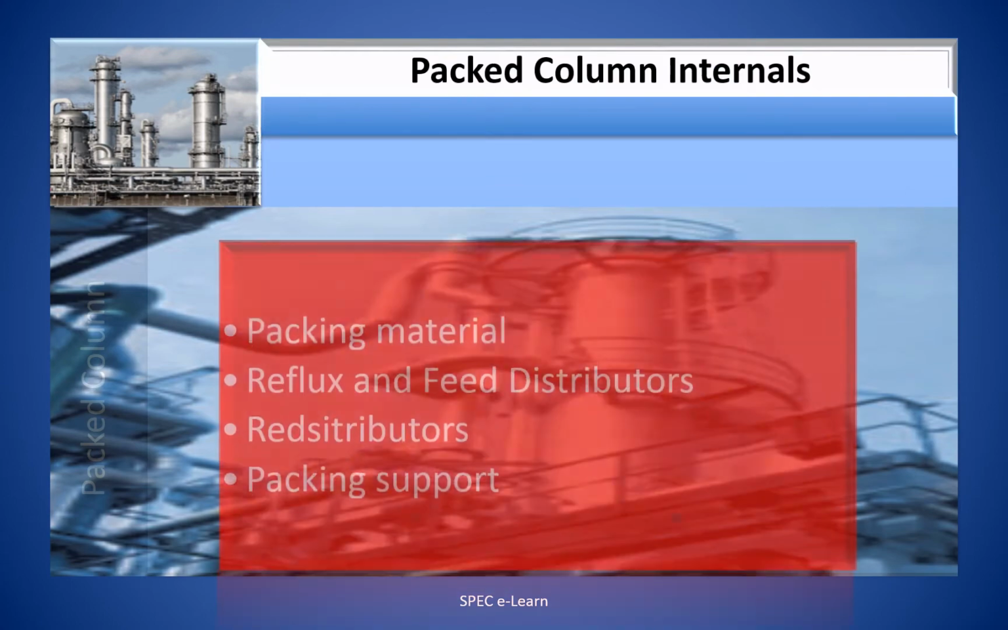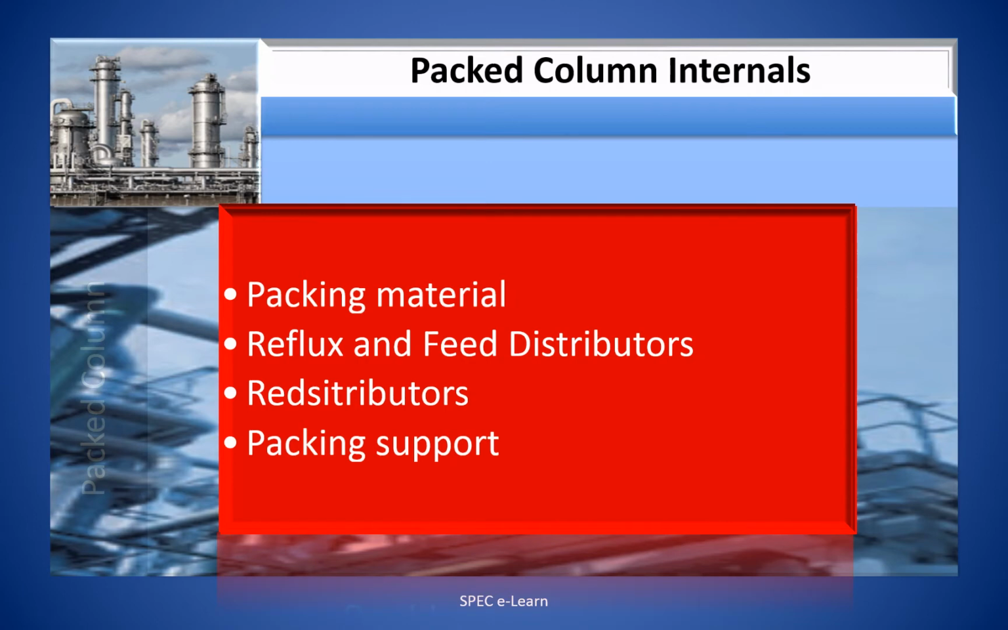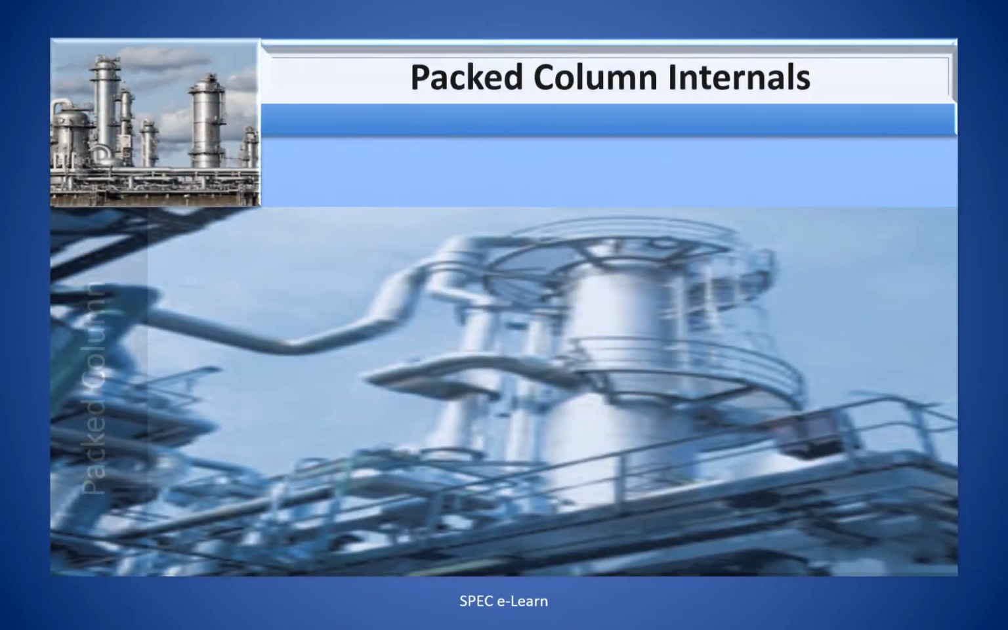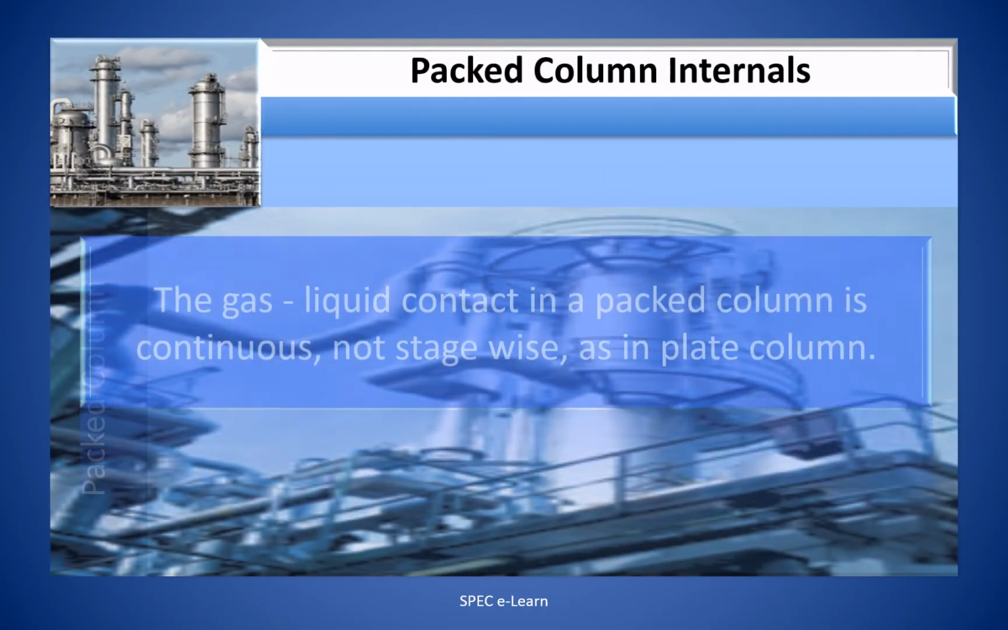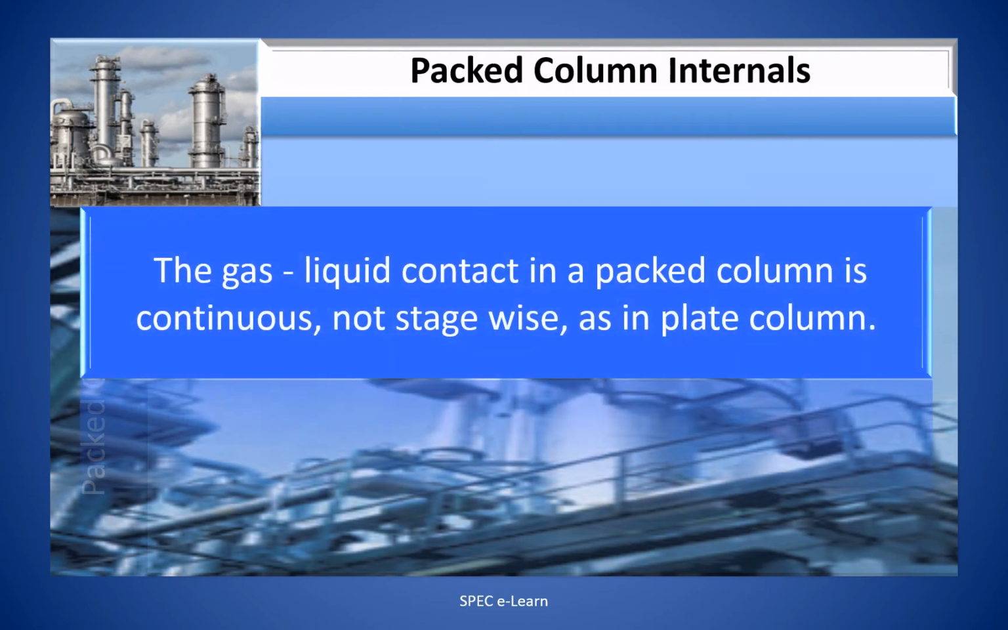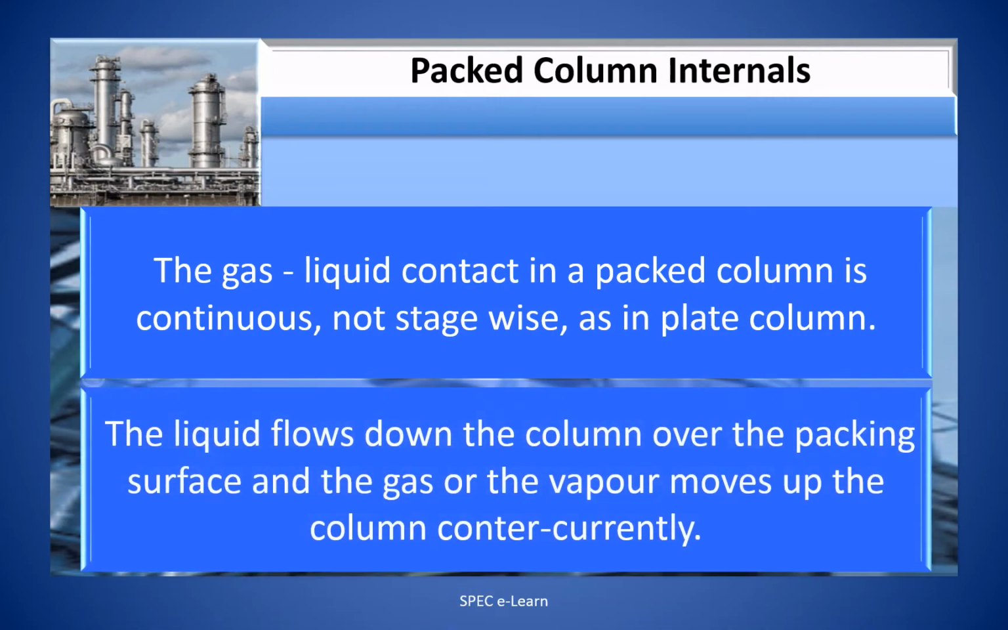So the packed column consists of four important elements: packing material, reflux and feed distributors, redistributors and packing support. The gas-liquid contact in a packed column is continuous, not stage-wise as in a plate column. The liquid flows down the column over the packing surface and the gas or the vapor moves up the column countercurrently.